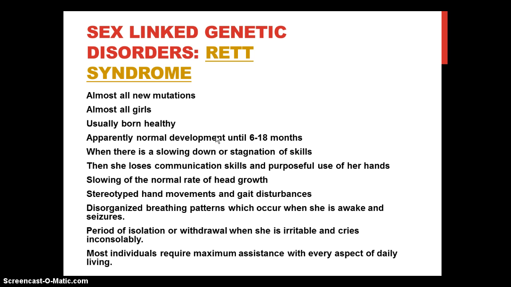Now, I put this one on here because we had mentioned this in an earlier chapter. Almost all new mutations, almost all girls, are usually born healthy and stay healthy for about 18 months, and then they begin to lose skills, physical skills, motor skills, and then they get disorganized breathing. They're irritable, and very often it is misdiagnosed as autism at first, but it soon becomes obvious what it is.